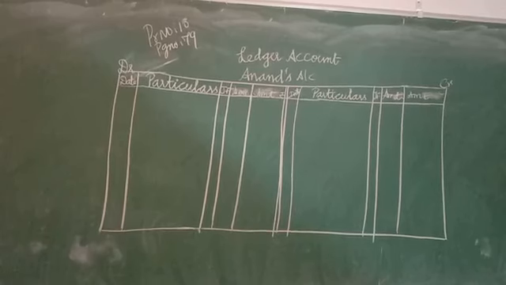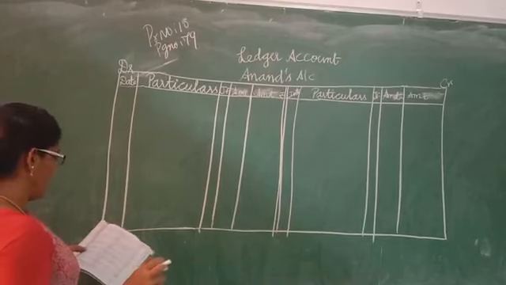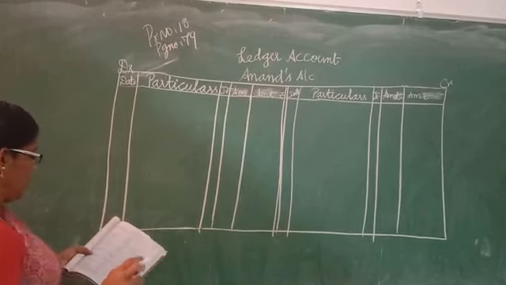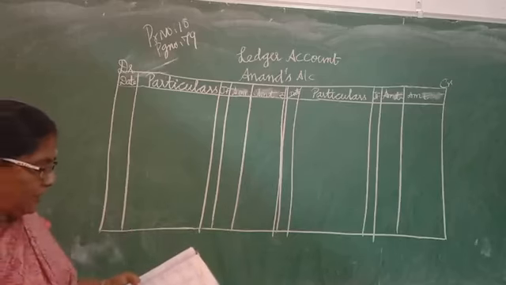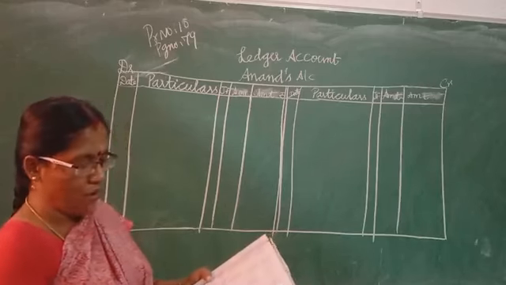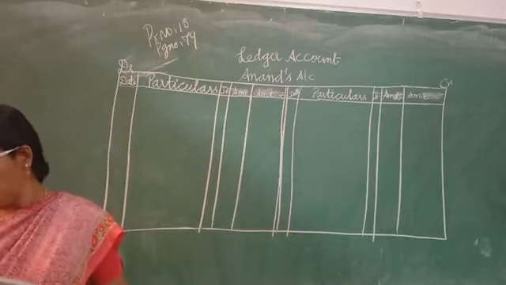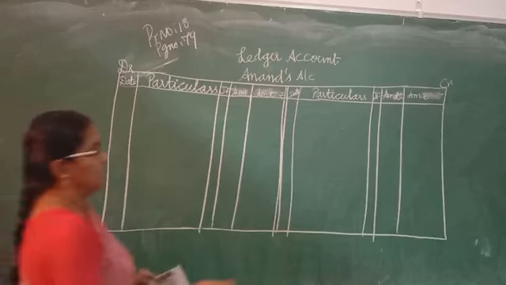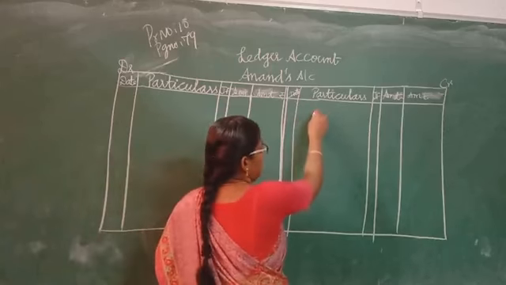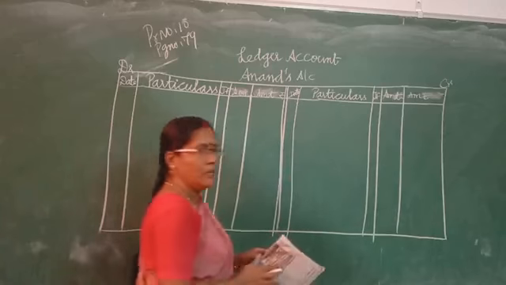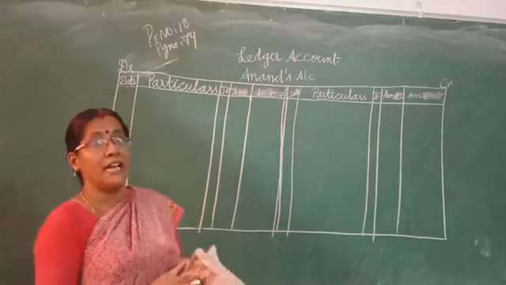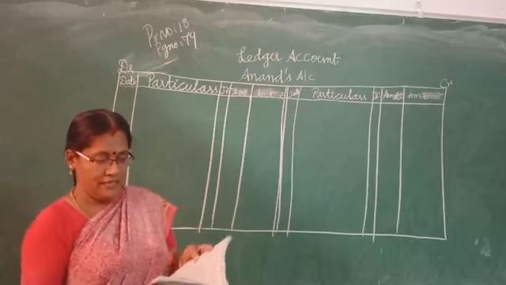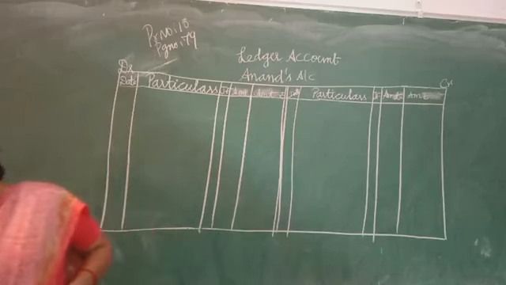Now let's move on to problem number 10. Prepare Anand account from the following details. July 2017, July 1, credit balance of Anand account, rupees 4000. So credit balance of Anand account means we have to show it on this side, because this is the credit side. So this side we are going to post in the ledger.